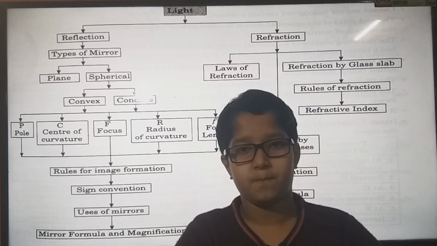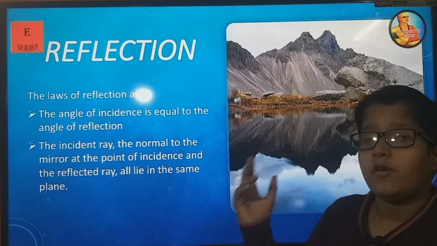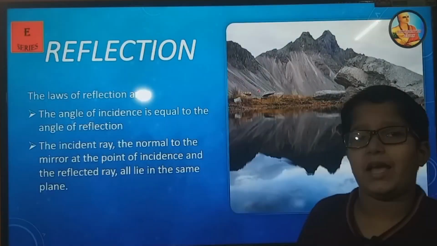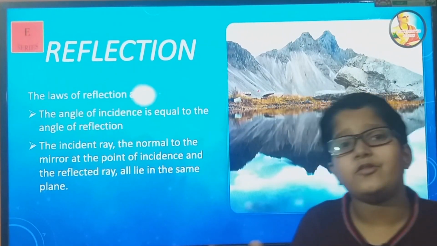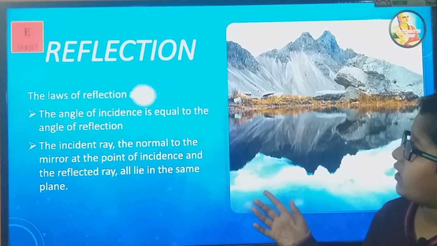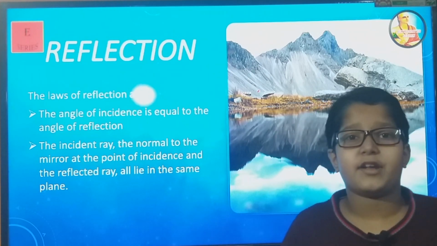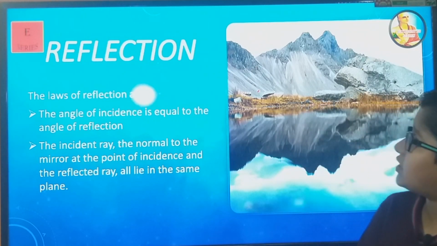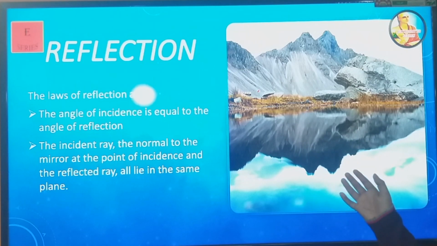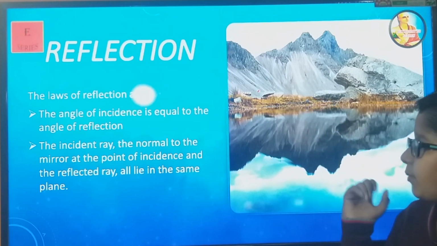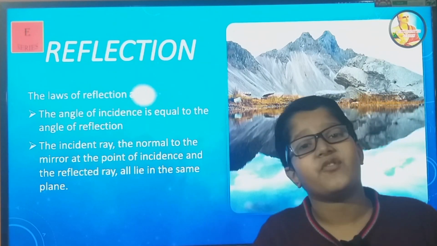So let's start. First of all, what is reflection? When light falls on a substance and that substance has the property to reflect it, that is called reflection. When light is bounced off a surface and reaches our eyes, it gives us a reflection. Such as you can see, the light falls on the water and we can see a beautiful reflection of the mountains above. Now let's see the laws of reflection.